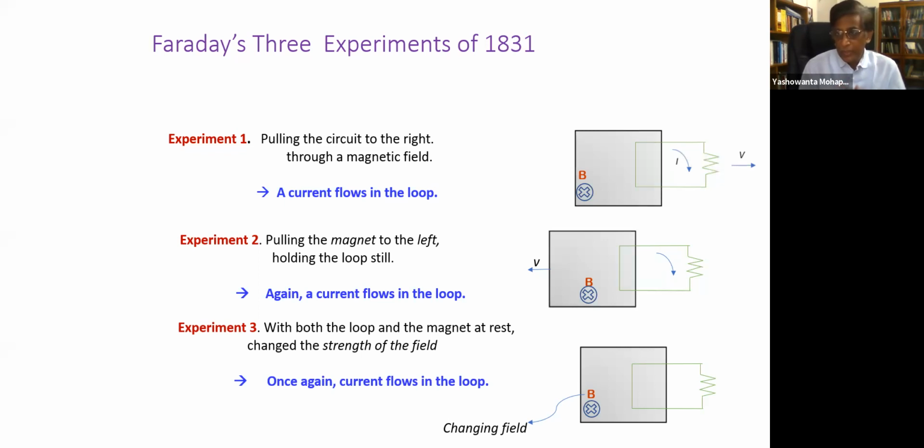Of course, Faraday knew that a moving charge experiences a magnetic force. But in experiment 2, there is no moving charge. The charge is still. So why should there be a current? In experiment number 3, the charge is still, and the magnet is still.